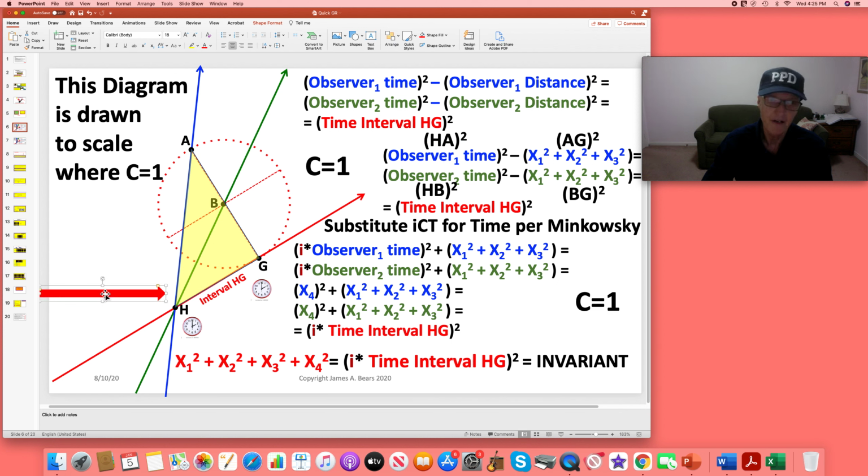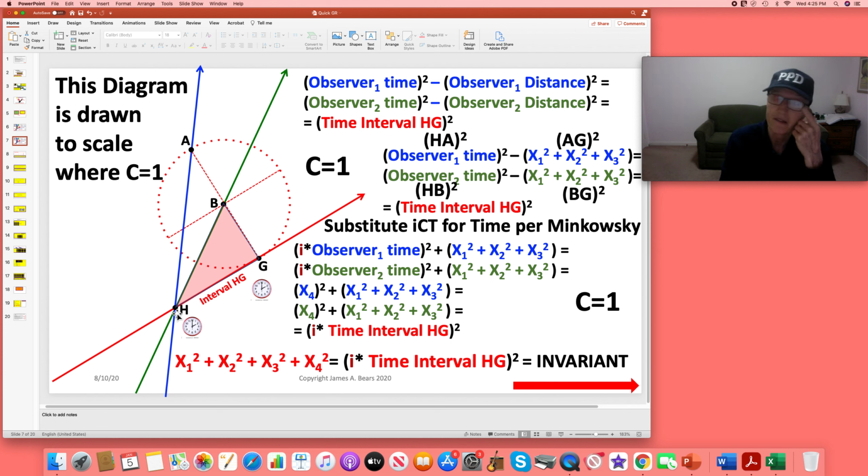So let me say that again, AGH. Now do you see another right-angled triangle in there? And I bet you do. And there it is, in red. The other triangle is BGH.